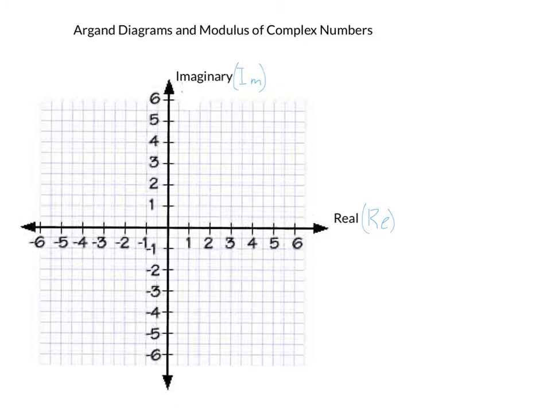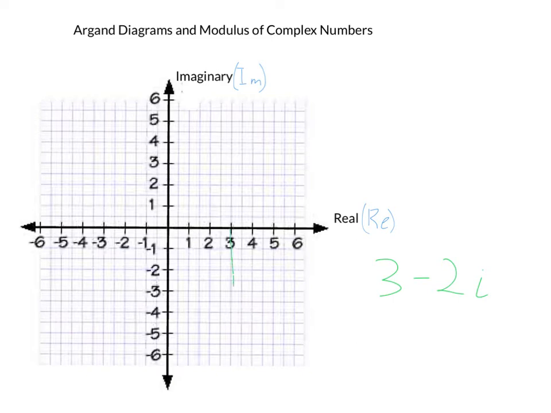So now that we've established our real axis and our imaginary axis, we can try filling in some complex numbers onto our Argand diagram. So our first example will be 3 minus 2i. So on the real axis, it's going to be 3, and on the imaginary axis, it's going to be minus 2. So we know that 3 is the real part of this complex number, and minus 2 is the imaginary part. So we'll go to 3 on the real axis.